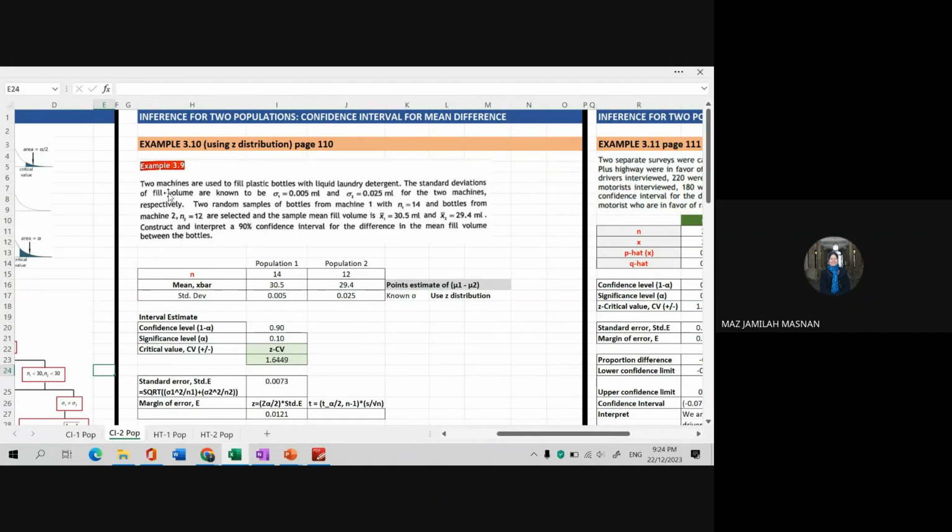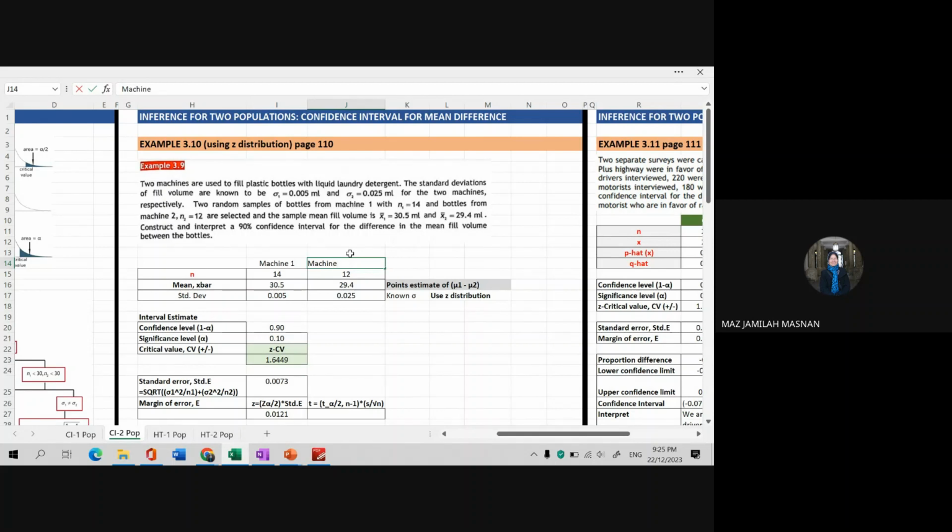two machines respectively. Now, from the first sentence, there are two things that you have to know. First, sigma 1 and sigma 2 are given. That will be a hint for you to know that sigma is known in this case. And what else? Two random samples of bottles from machine 1. Population 1 is based on machine 1 and population 2 is machine 2.